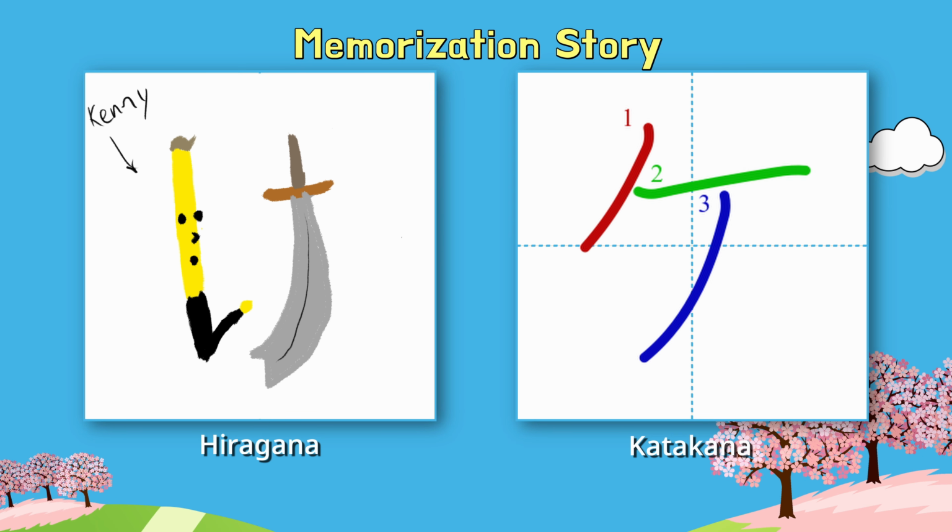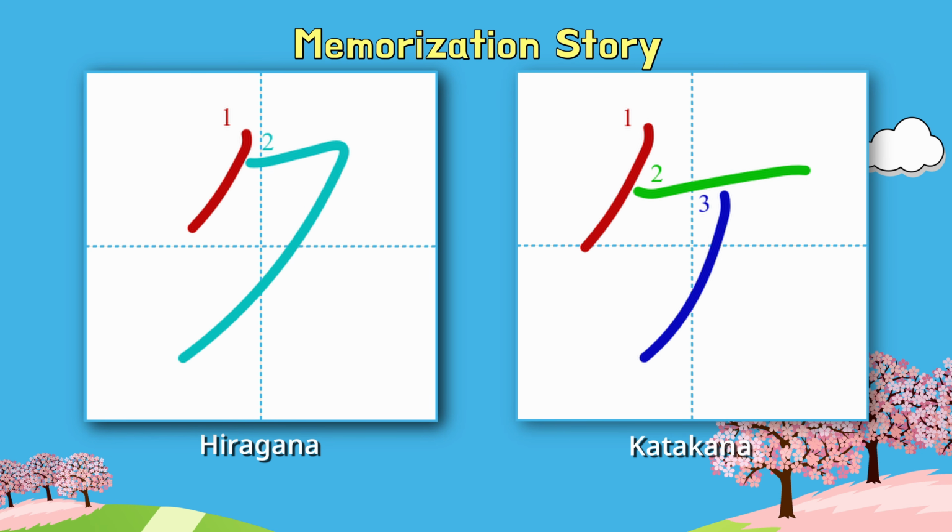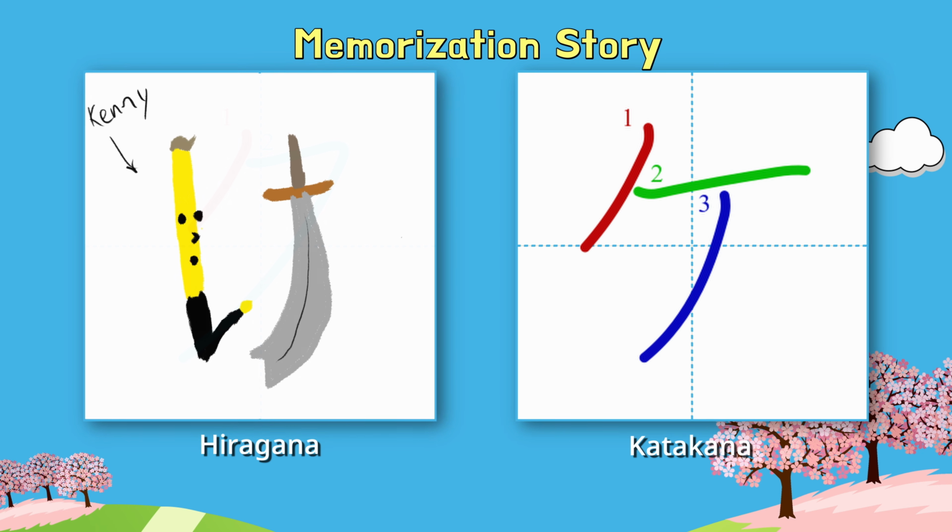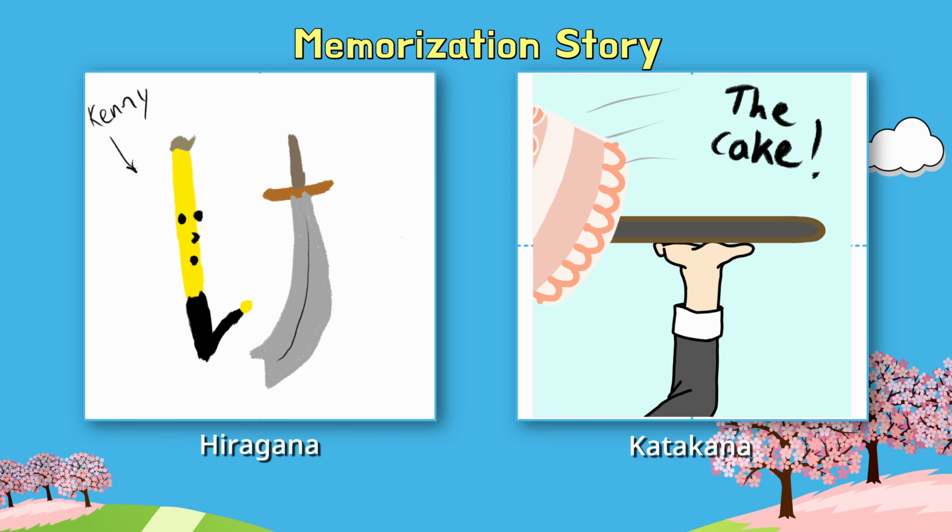The katakana ke, on the other hand, looks an awful lot like the katakana ku, except that the curved line on the right is moved to the middle of the character for ke. Ke looks like the scene of a disaster. A cake is mid-fall off the waiter's cake tray.